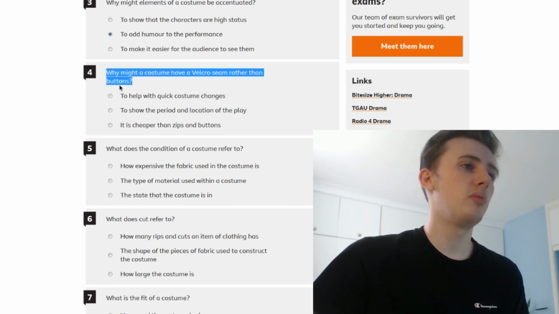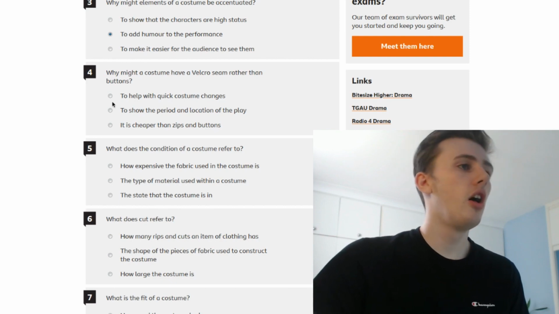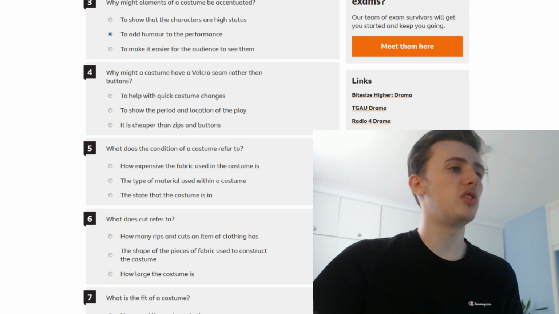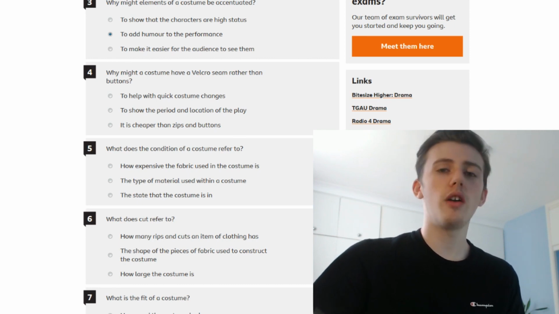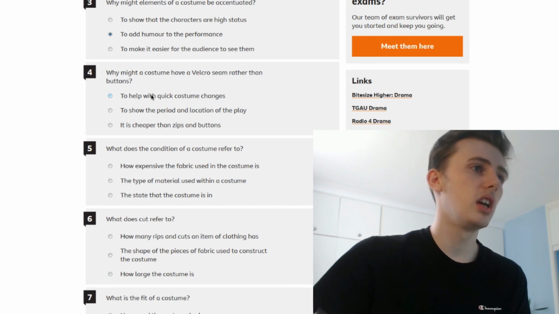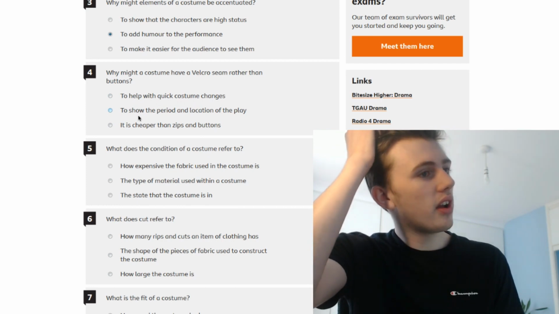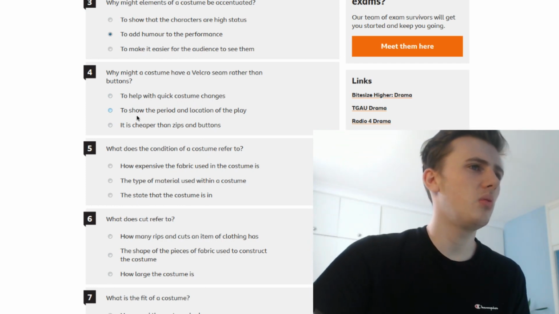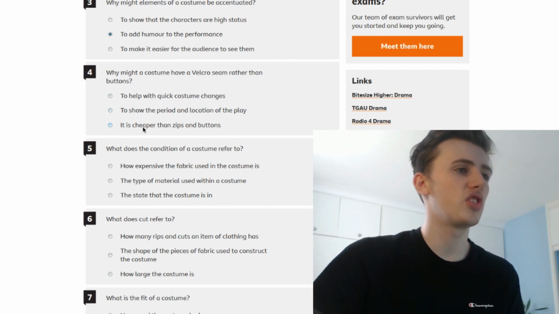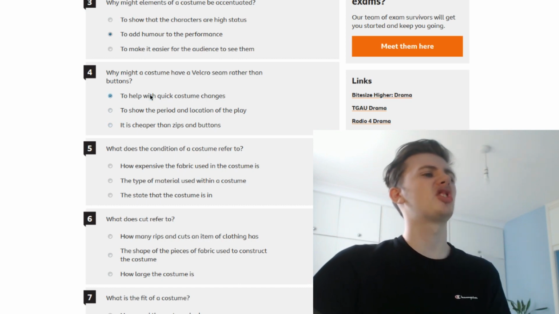Why might a costume have a Velcro seam rather than buttons? Who cares? What do you mean, a Velcro seam? They don't normally have buttons. I swear I've seen a play where they had buttons. Or was that an optical illusion? I don't know. To help with quick costume changes, it's got to be that. To show the period and location of the play. What, using Velcro instead of buttons? It's cheaper. Nah. It's got to be that one.